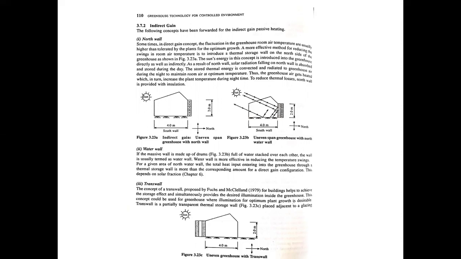As a result of the north wall, solar radiation falling on it is absorbed and stored during the day. The stored thermal energy is then radiated to the greenhouse air during the night to maintain room air at optimum temperature. Thus, the greenhouse air gets heated, which in turn increases the plant temperature during the night. To reduce thermal losses, the north wall is provided with insulation.